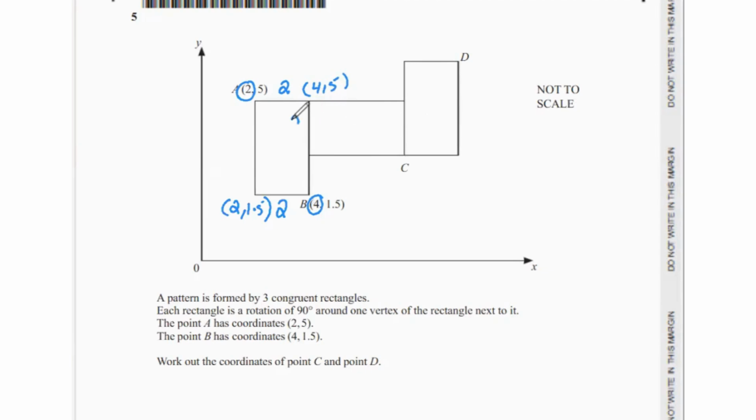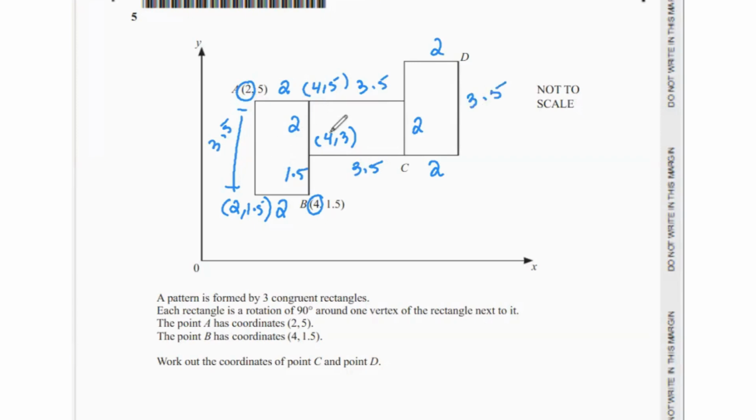Now, this is also 2. This is also 2. This is also 2. So if we go 2 units down from 5, then that's going to be 4, 3 over here. And from 3, we're going to 1.5. So that means this is 1.5 units. So total distance over here is 3.5. So this is also 3.5. This is also 3.5. And this is also 3.5.